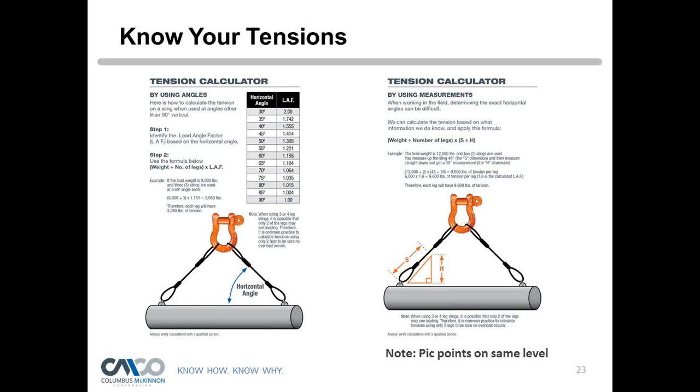And I do also want to make note that these formulas that we're showing here assume the pick points are on the same level. If you have off-level pick points, it changes a little bit as far as the tension. You still have the same load angle factor, but how you figure out your tension is a little bit different. It gets way too complicated for this short webinar, and that's something we would teach in our rigging courses. We have qualified rigger courses to do that, but this is for level pick points, or pick points on the same level.